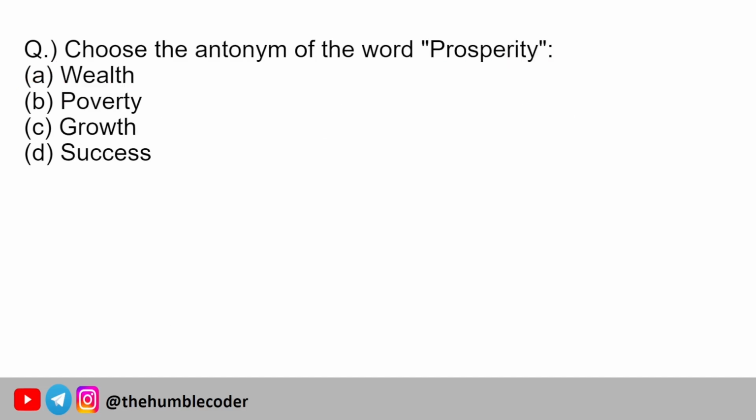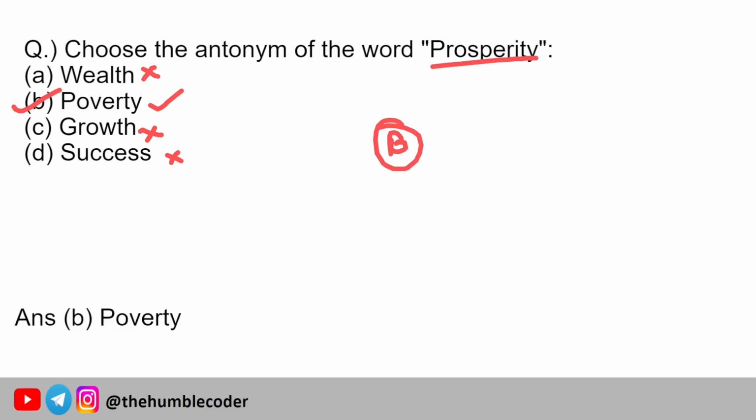Moving on to the next question now. Choose the antonym of the word prosperity. Okay, so we have 4 words: wealth, poverty, growth, success. So prosperity means, we all know, having good wealth and growing. But here we need to find the antonym. So growth cannot be the option, success also cannot be the one, wealth can also not be the one. The opposite of prosperity is poverty. So the answer for this question is option number B, that is poverty. Moving on to the next question, guys.